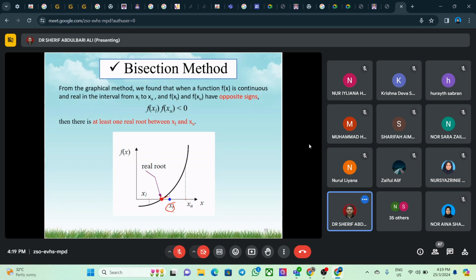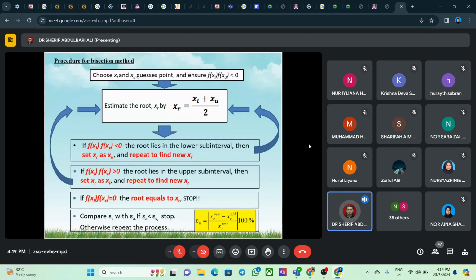So by a systematic procedure in the bisection method, we are going to iterate until this value of xr, or the blue dot, matches the real root, the red dot. How are we actually going to do this procedure of the bisection method? These are the steps of how we move that blue dot to match the real root, or the red dot. So what's the procedure of the bisection method?